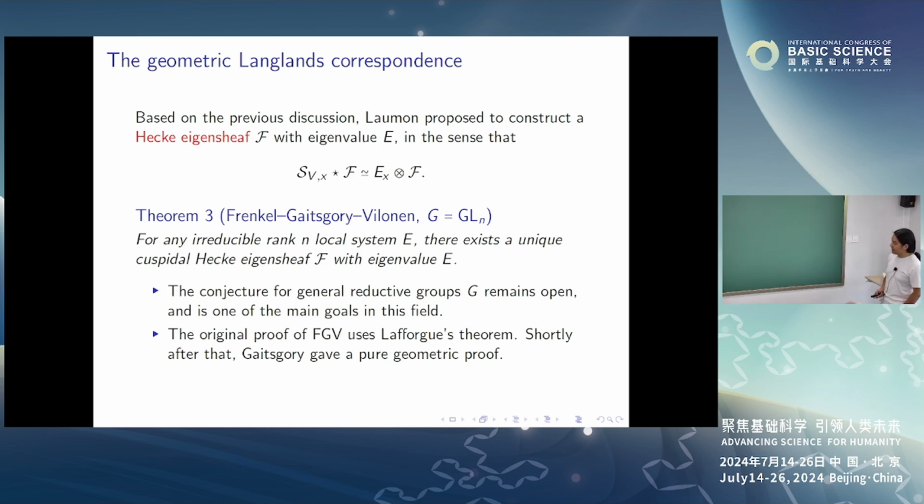Let me also mention that this conjecture for general G remains open even now, and it's still one of the main big problems in this field. And to be honest, I think people do not know whether or not this is correct. Maybe for some local system, you cannot find the Higgs eigensheaf, we don't know. And there are some rumors that, okay, I will not say these rumors if Sam didn't say that, okay.